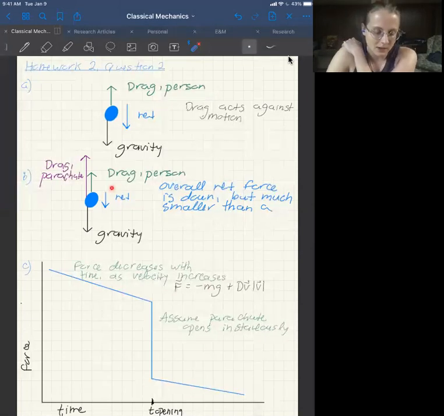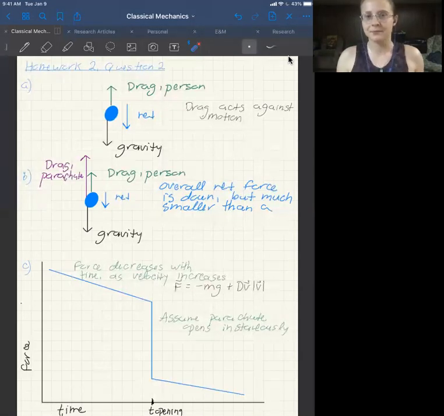But this net force is going to be significantly smaller than the earlier net force, because down here you have two forces opposing the force of gravity, where up here you only have one force opposing the force of gravity.